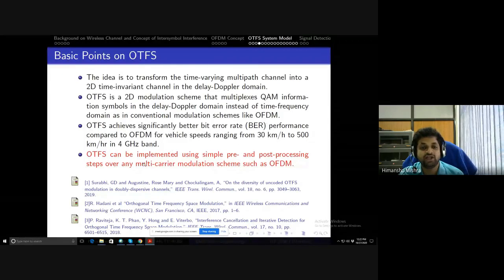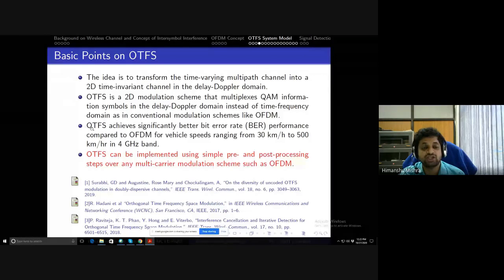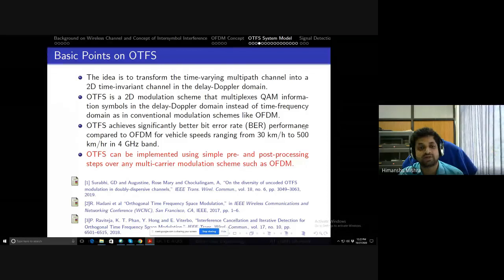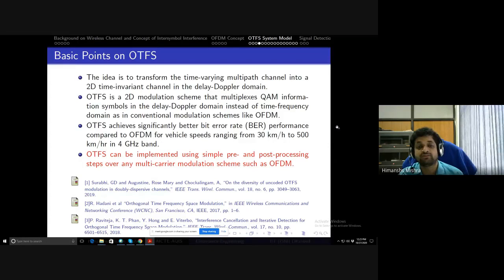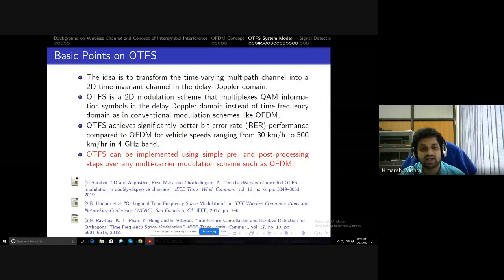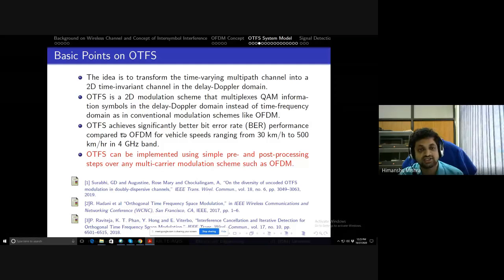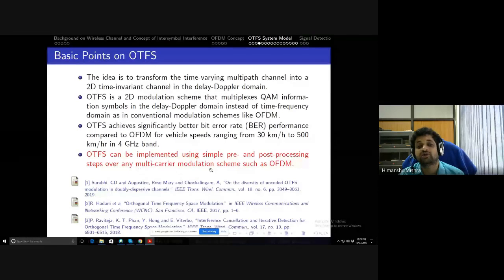Another important point you can see from this paper is that OTFS achieves significantly better bit error rate performance. Its reliability is very good in comparison to OFDM for scenarios of 30 km/h to 500 km/h in 4 GHz bandwidth. You will get very good minimized bit error rate, or even maximized reliability, by using OTFS instead of OFDM. An important advantage of OTFS is that it can be implemented using simple pre and post processing steps over any multi-carrier modulation scheme such as OFDM.